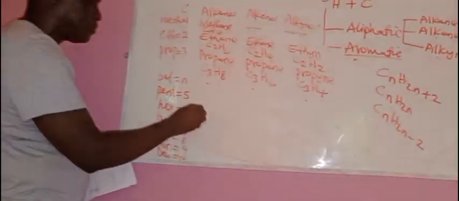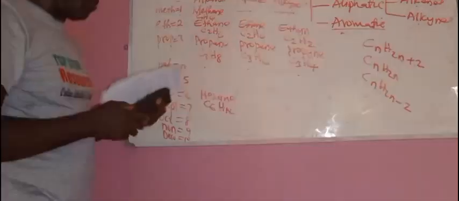Now let's look at this. Let's generate for hexane. Under alkanes it will be hexane, meaning carbon is how many? 6. So use this formula: 2 times 6, 12, plus 2, 14. So C6H14. Did you understand? So you can go on and on.